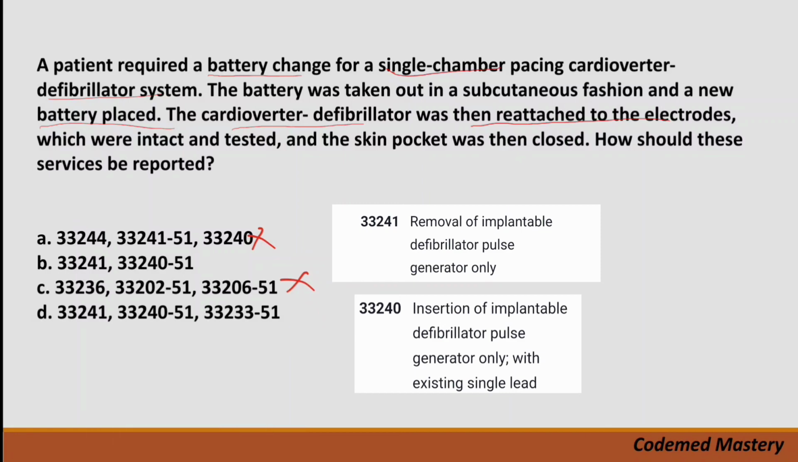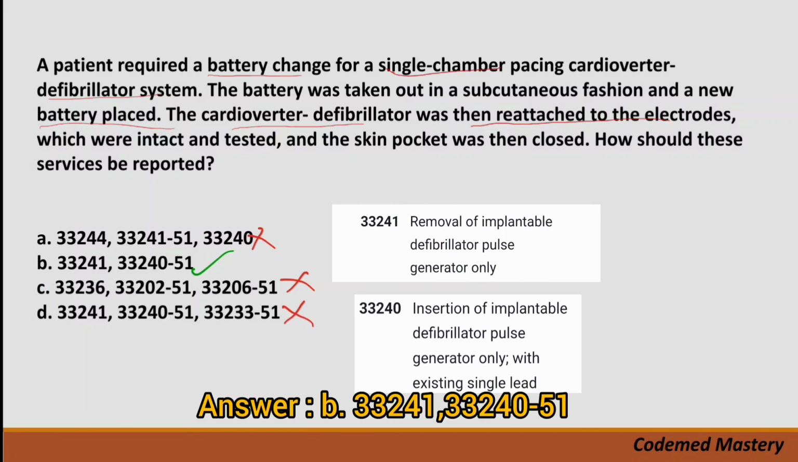And option D 33241, that is the right code. 33240, that is also the right code. They have also mentioned 33233 along with it. So 33233 is for removal of pacemaker pulse generator only. But here in the question, the battery was taken out from the cardiovascular defibrillator system, which is matching with the code 33241, right? Removal of implantable defibrillator pulse generator only. So we cannot code 33233. So we'll eliminate option D. So option B is the right answer.